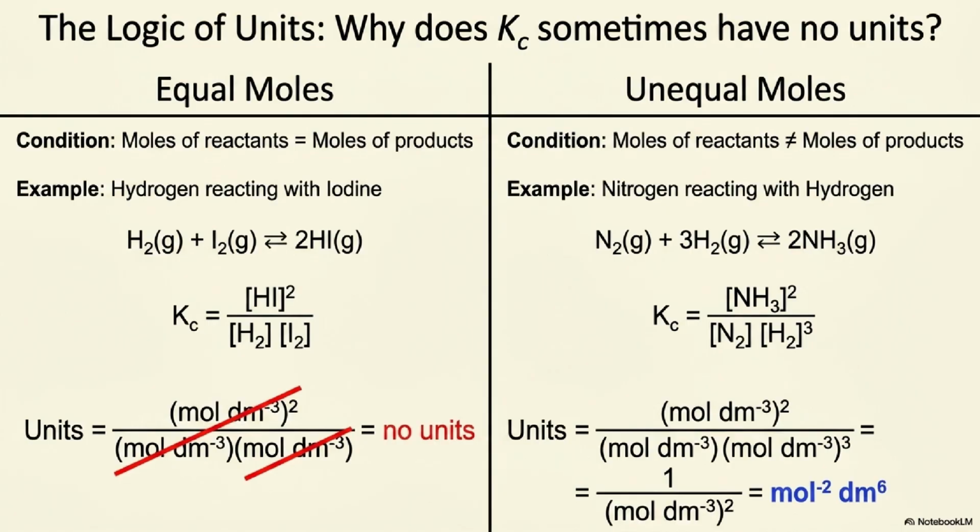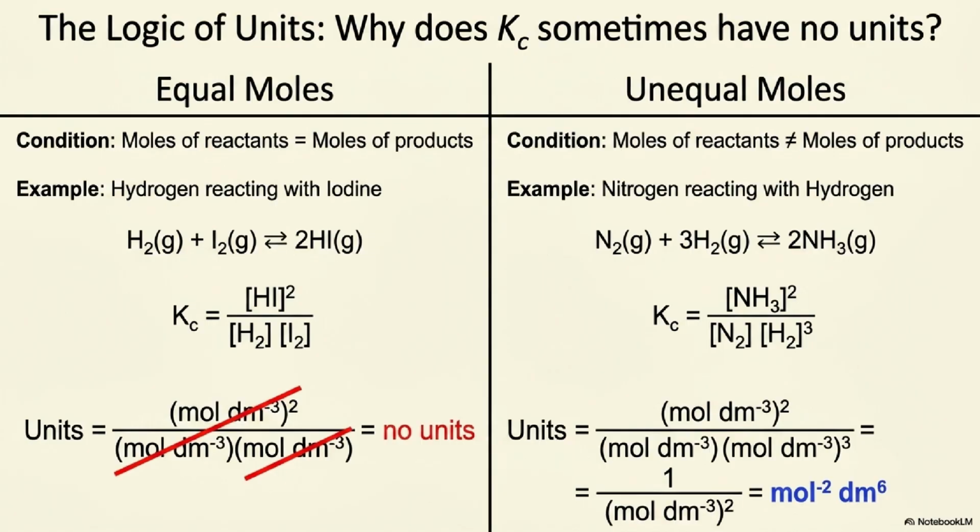Think about what that means philosophically. It's kind of like doing a currency exchange between two countries where the exchange rate happens to be exactly 1 to 1. If I trade 100 apple coins for 100 orange coins, the math is 100 divided by 100. The numbers cancel, but the concept of the coin cancels out too. I am left with a pure representation of parity.